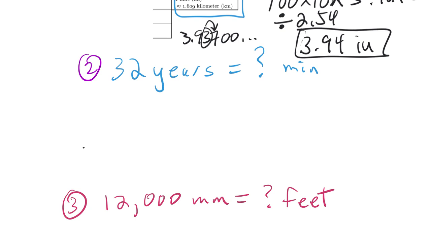How about this one? Years to minutes. Okay, we did one like this already. Look on your table for time. So we're going to start with 32 years. I'll just put Y for years. Okay, let's do this next one here.